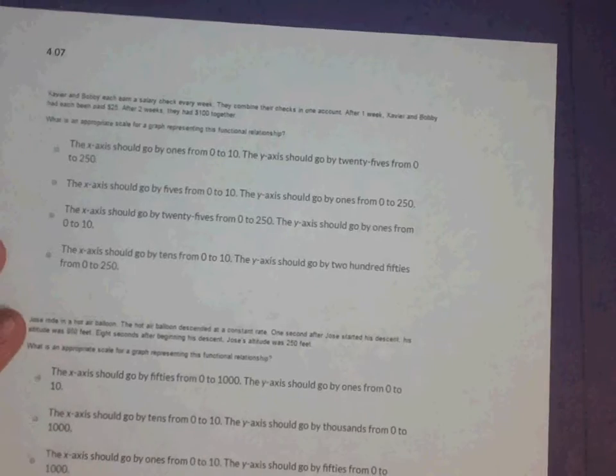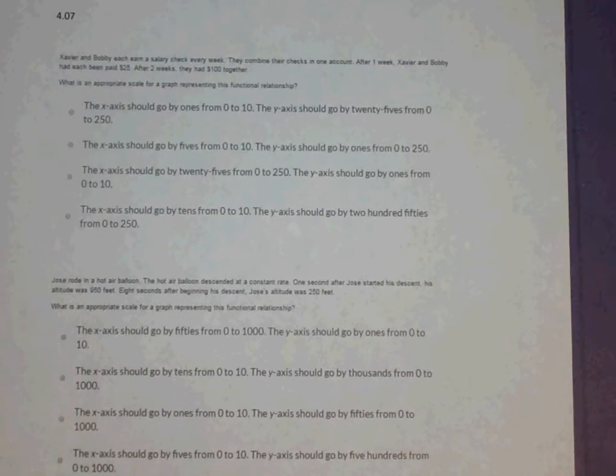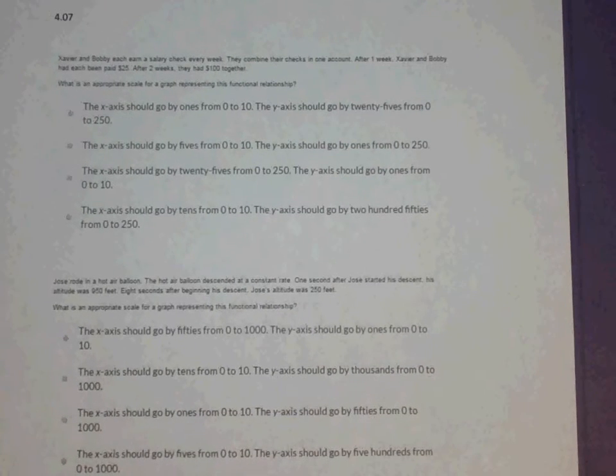Okay, let's look at this one. Xavier and Bobby each earn a salary check every week. Okay, they combine their checks into one account. After 1 week, they have each been paid $25. And after 2 weeks, they had $100 together. So this is the same scenario that we just looked at. But we want to think about what the scale should look like.